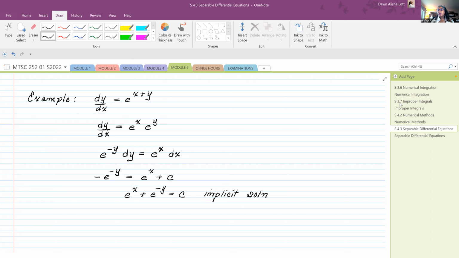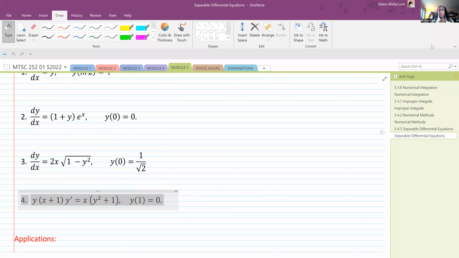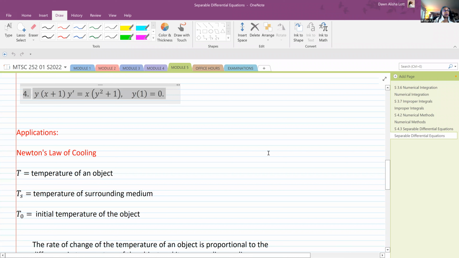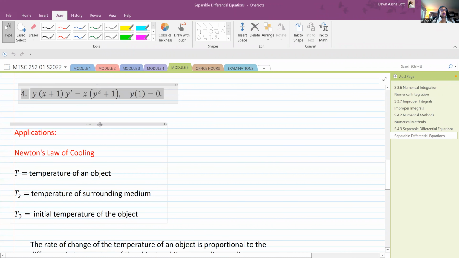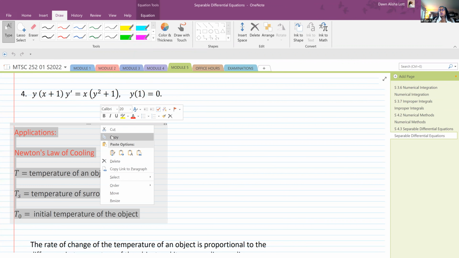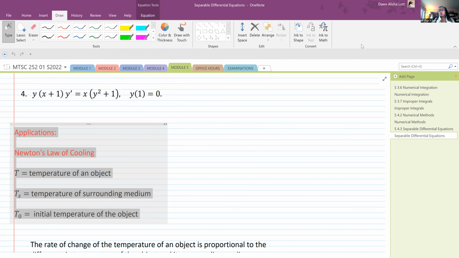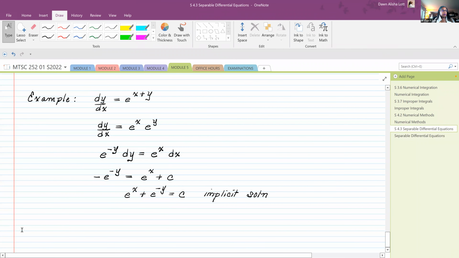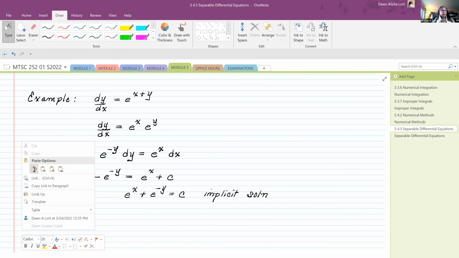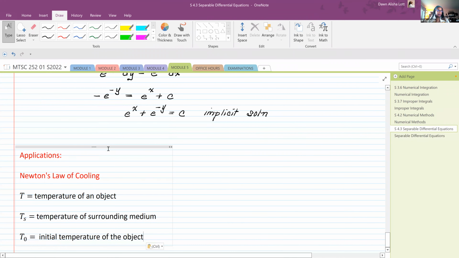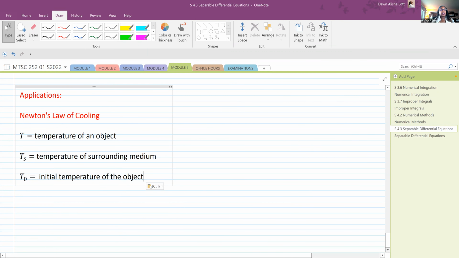All righty. So we have some applications of this. All right. So the first application is Newton's law of cooling. And I like this application. Give you a chance to write this down. So this is the first application.